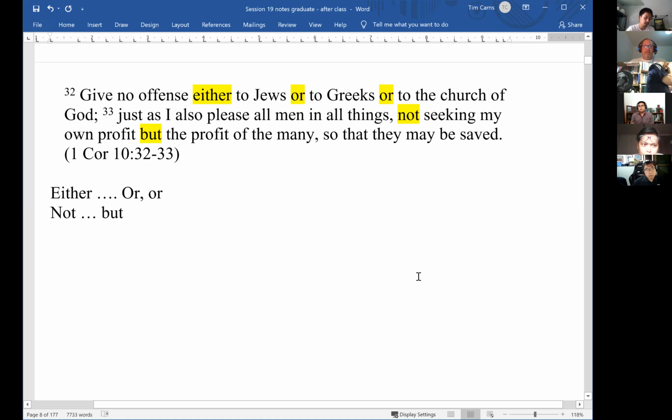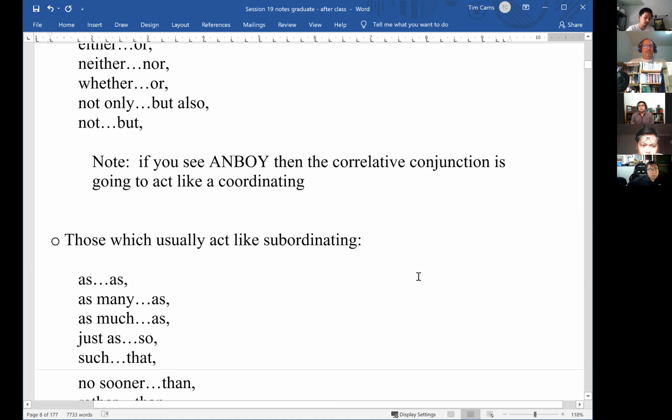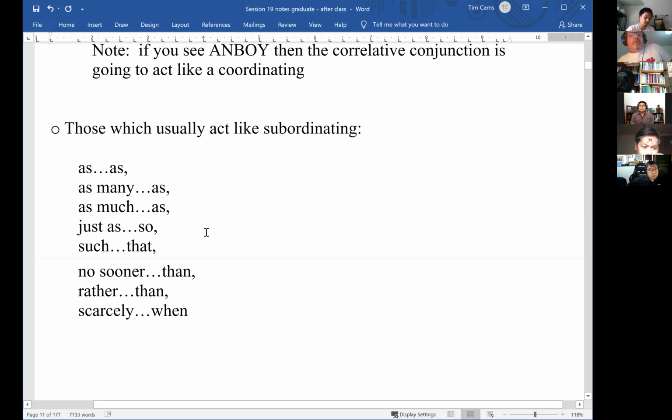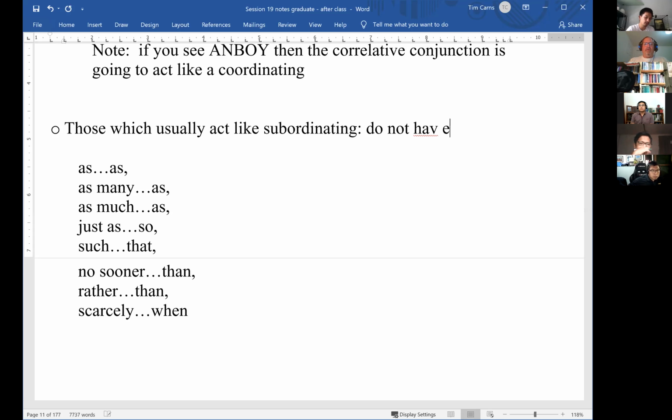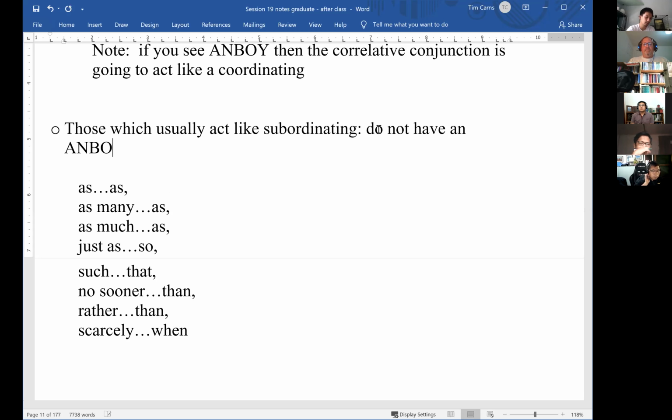All right. Now, there are another group of conjunctions that typically will act like subordinating conjunctions, those that do not have an and in the pair. Okay.